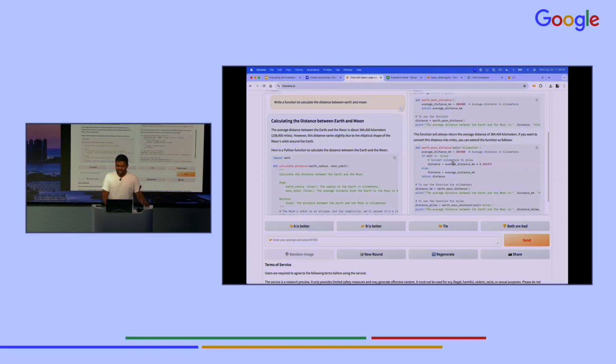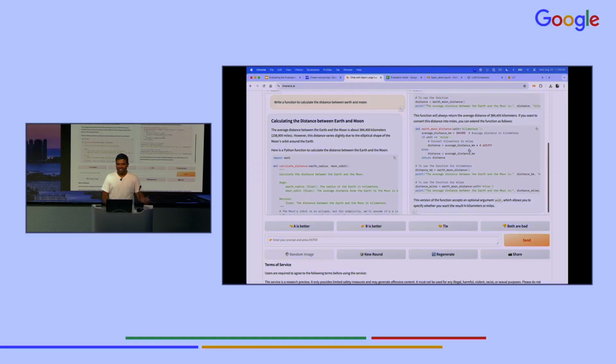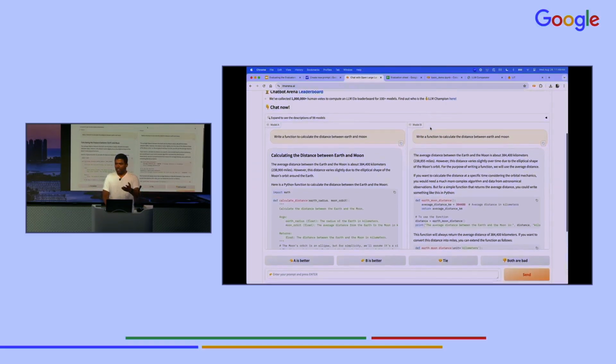So this model, this function was like, okay, Earth to Moon distance, this is the average, that's it. You don't need to write any program. This is the output that I'm just going to give you. Otherwise, if you want, I'm going to give you a unit, so rather than asking kilometers, you can ask for meters or miles in here. So what you end up doing is you come in here and look at, okay, which model did better? Any thoughts? Model A or model B?